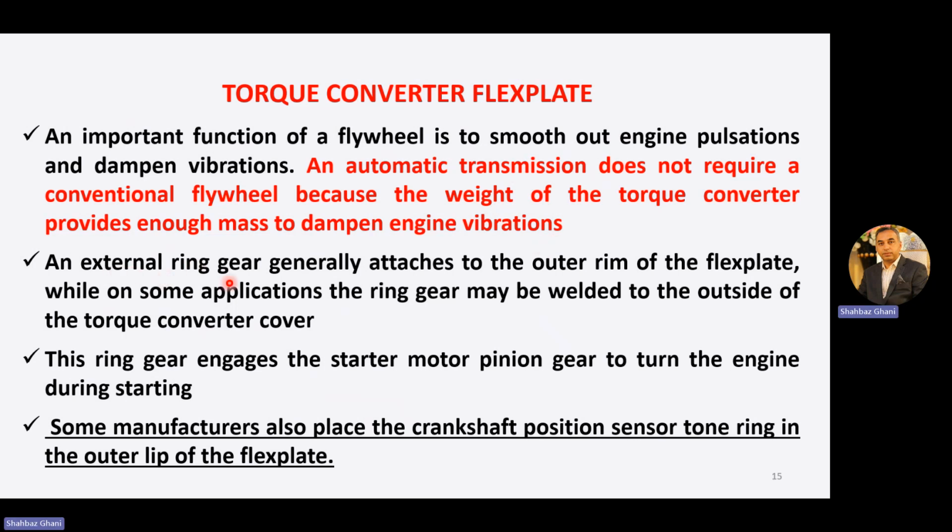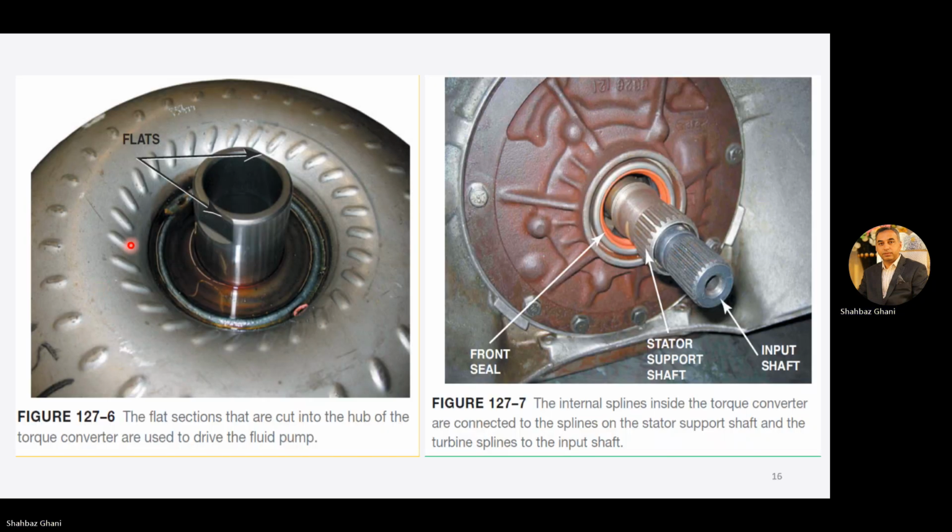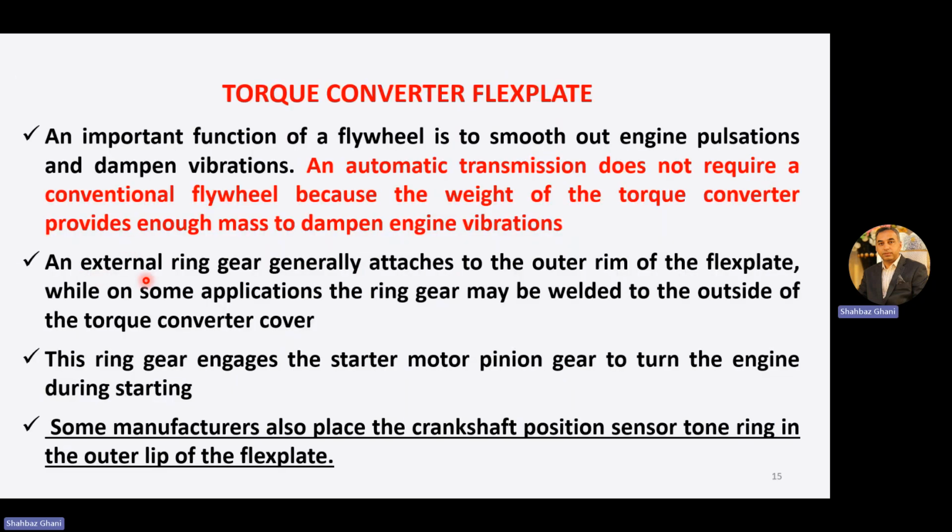An external ring gear is generally attached to the outer rim of the flex plate, while in some applications the ring gear may also be welded to the outer side of the converter cover.